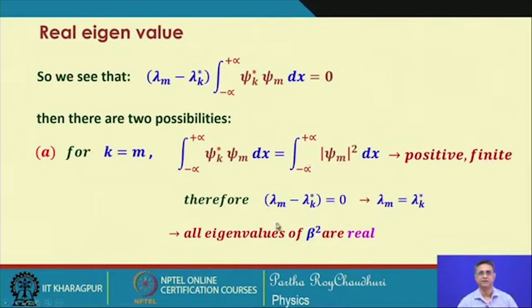In that case, lambda m minus lambda k star, that is the difference of the eigenvalues, is 0, which immediately tells you that lambda m is equal to lambda k star. That means for the modes, all eigenvalues, that is the beta square, which was represented by lambda m and lambda k, are real. This is a very important consequence of this understanding.